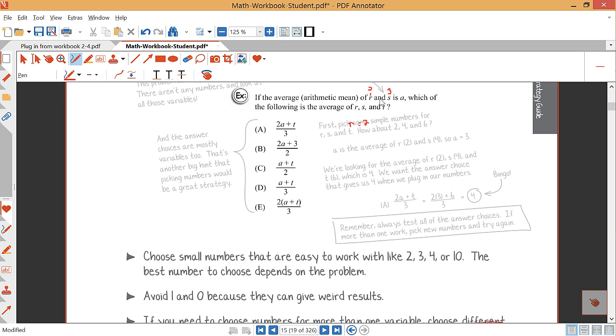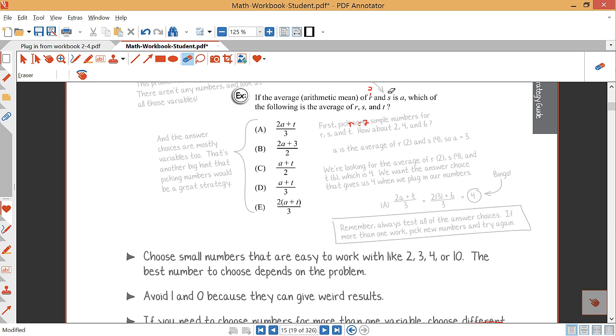But if I chose 3, I want the average of R and S. So the average of 2 and 3 is going to give you a decimal, isn't it? It's going to be 2.5. We don't want that. So I'm going to actually scrub this out, and I'll be neat, I'll erase it out.